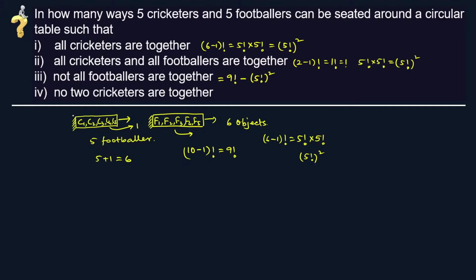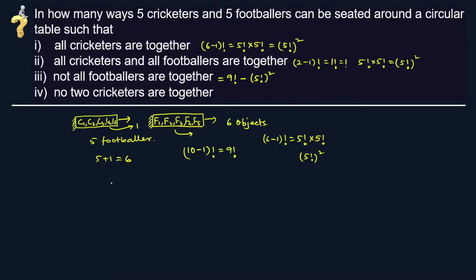The next question is, no 2 cricketers are together. Very important point. No 2 cricketers are together. It means what? No 2 cricketers will be together. Means they are asking for the gap method. Can you understand this? So let me do one thing. Around the circular table, let me first place all the 5 footballers, keeping 1 seat vacant between each of these places.